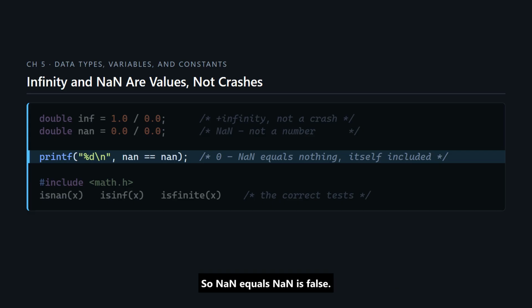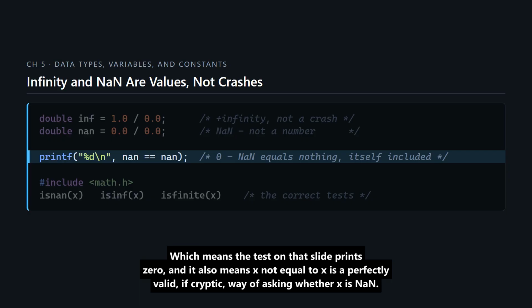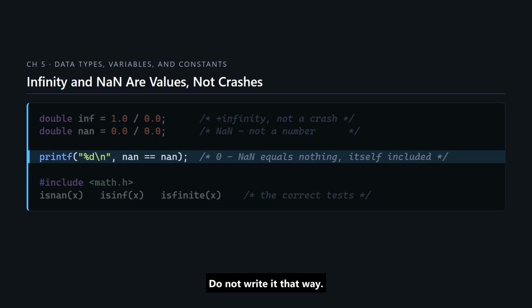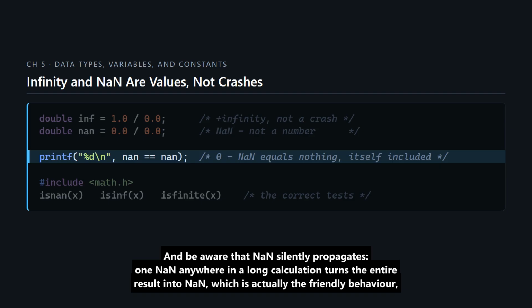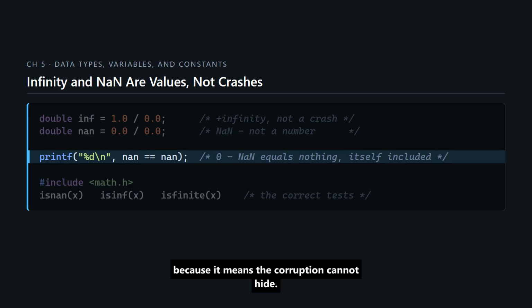So NaN equals NaN is false, which means the test on that slide prints 0, and it also means x not equal to x is a perfectly valid, if cryptic, way of asking whether x is NaN. Do not write it that way. Use the functions in math.h, isnan, isinf, and isfinite, which say what they mean and work regardless of what the optimizer has been told about your floating point model. And be aware that NaN silently propagates. One NaN anywhere in a long calculation turns the entire result into NaN, which is actually the friendly behavior, because it means the corruption cannot hide.